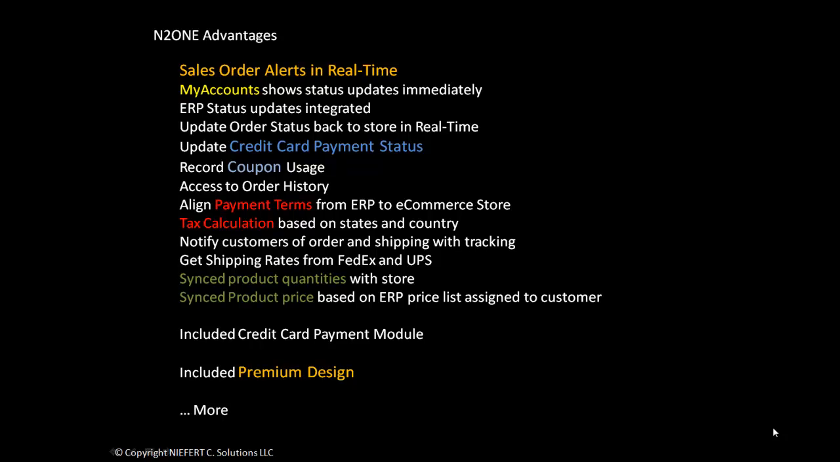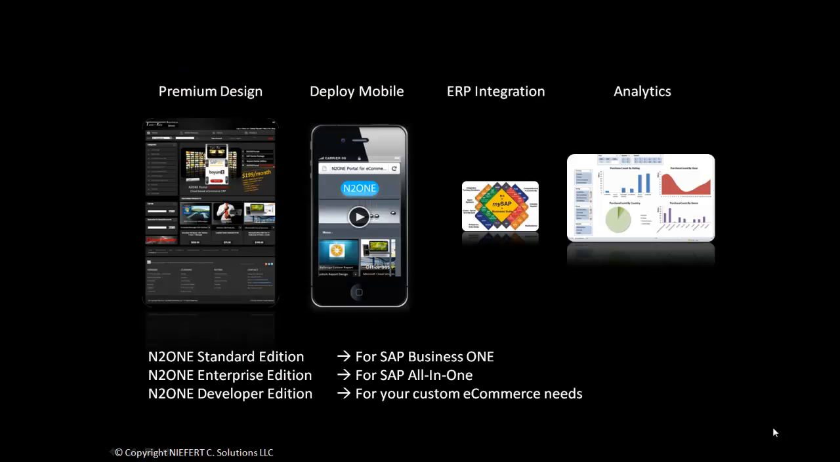The N2ONE also includes a credit card payment module and a premium design. There's also more. With the N2ONE portal, you have your premium design. It can be deployed mobilely. It has ERP integration and analytics reports. With the N2ONE portal, the standard edition comes with SAP Business One. With the N2ONE Enterprise Edition, it comes with SAP All-in-One. The Developer Edition provides you a full customization to meet your customer e-commerce needs.